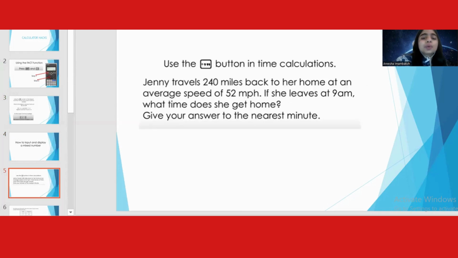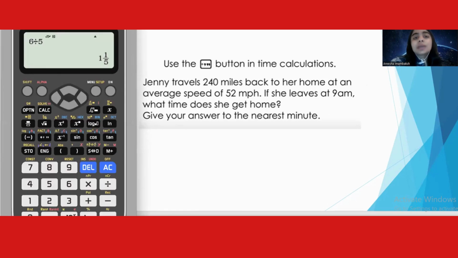Okay, now we will look at one very important function, the time function you have, right? So how are we going to play with the time function? Jenny travels 240 miles back to her home at an average speed of 52. Now this is distance, this is speed. Distance upon speed gives you time. So 240 divided by 52. That is somewhat 4 hours, and we do not have the minutes. It's basically 4.615 hours, but we can directly get it in minutes by pressing this button.